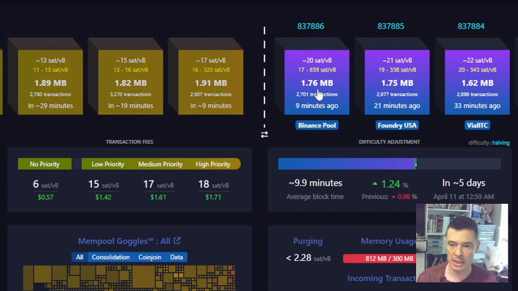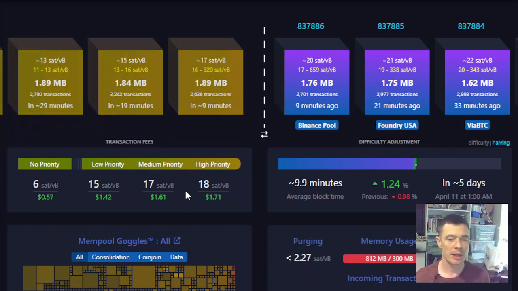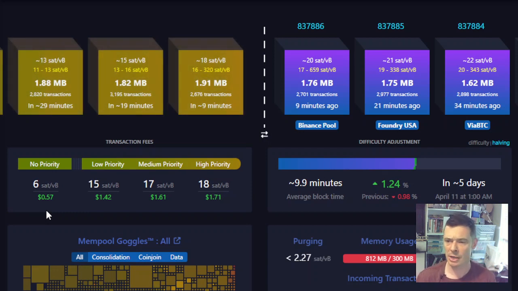So here you can see these are the most recent blocks that have been published to the blockchain. This is block number 837886. This is the first candidate block that is being worked on right now. You can see some transaction fees, high priority, low priority, no priority. When a new block is being created, usually the software is going to push the highest priority fees into that block.